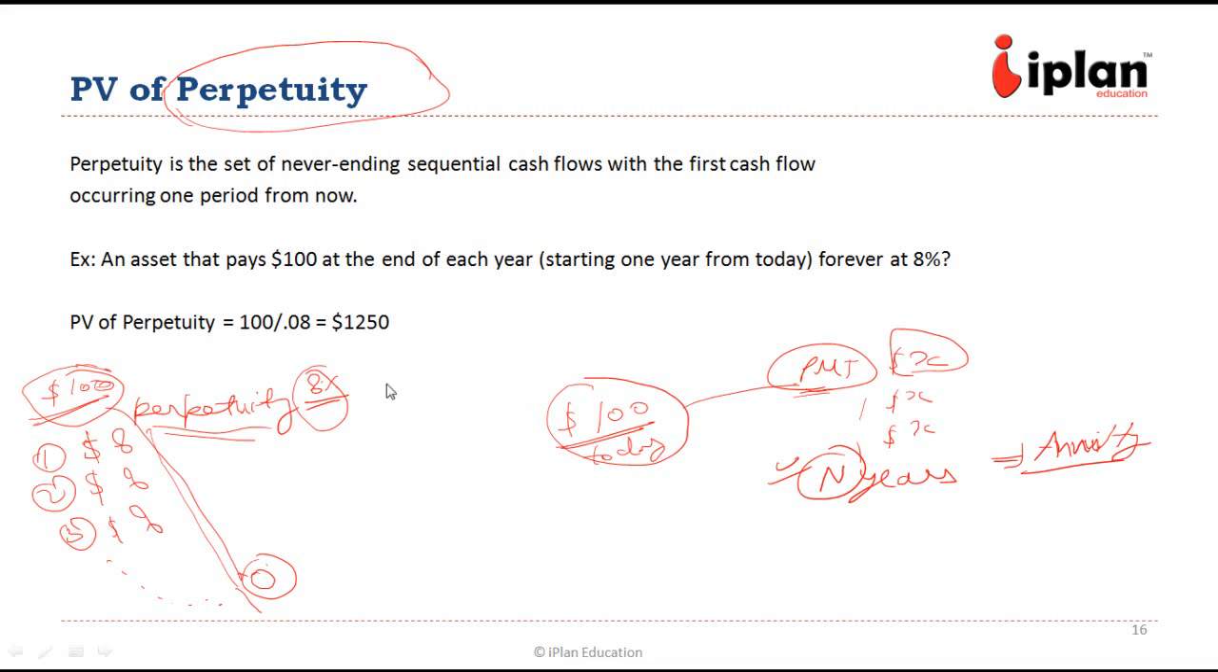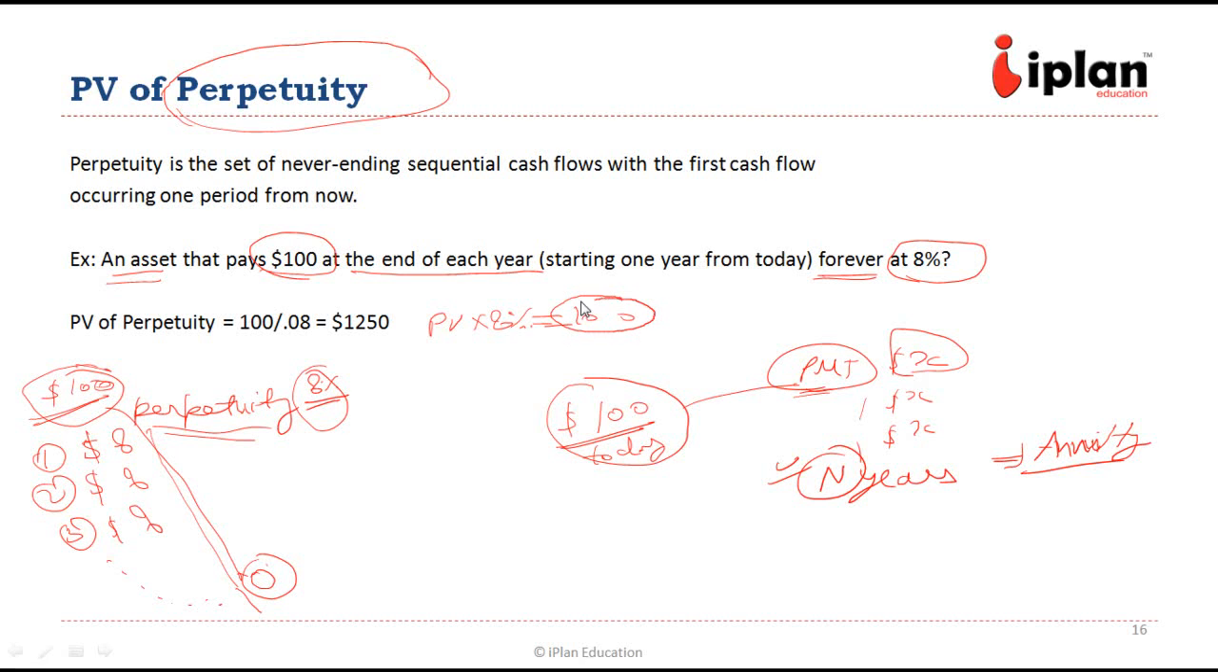Now we can see the reverse case. If there is an asset that pays $100 at the end of each year forever at the rate of 8%, what should be the present value of this? So we can do the reverse calculation. We know the interest is 100, say present value is PV, and this is 8%.